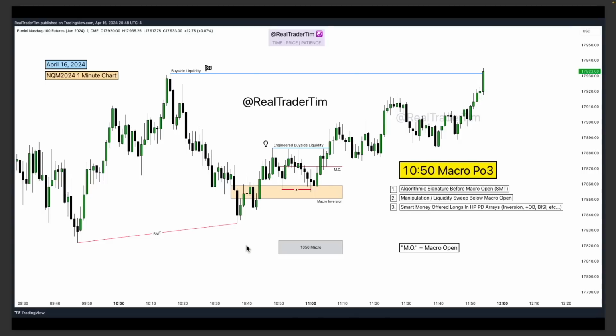We see an SMT, which is that Kraken correlation, or in other words, we're going to classify that as a strong algorithmic signature. So we're seeing that signature before the macro open. And then number 2, you see here, right at 1050 macro open, if you see MO just throughout these examples, and if you just see them in future charts outside of the realm of this teaching, MO just stands for macro open. That's the abbreviation I will use during this video and going forward.